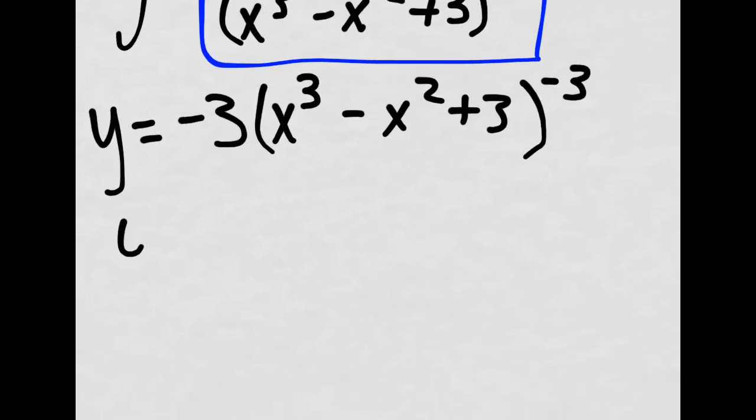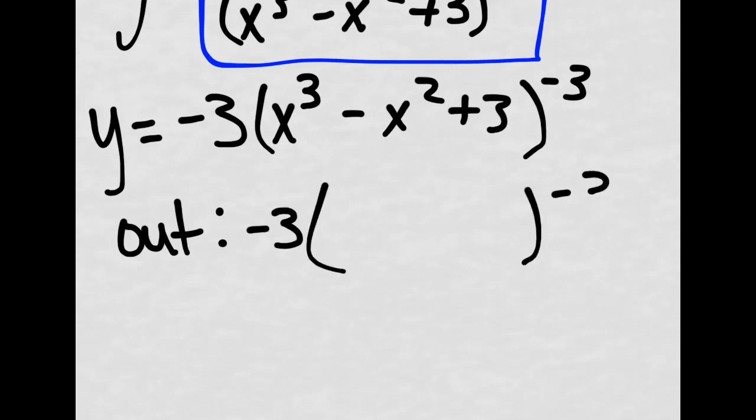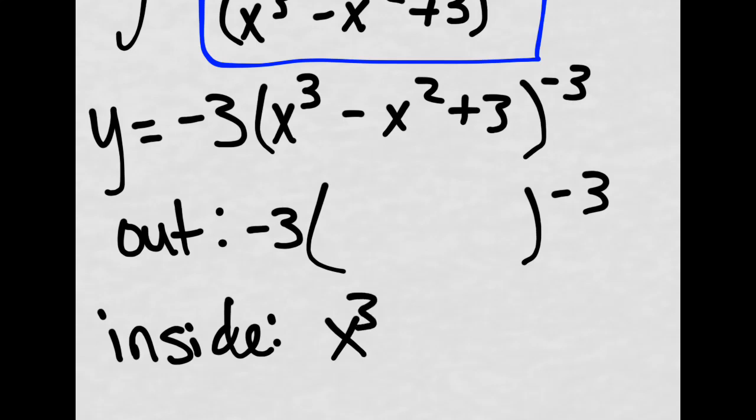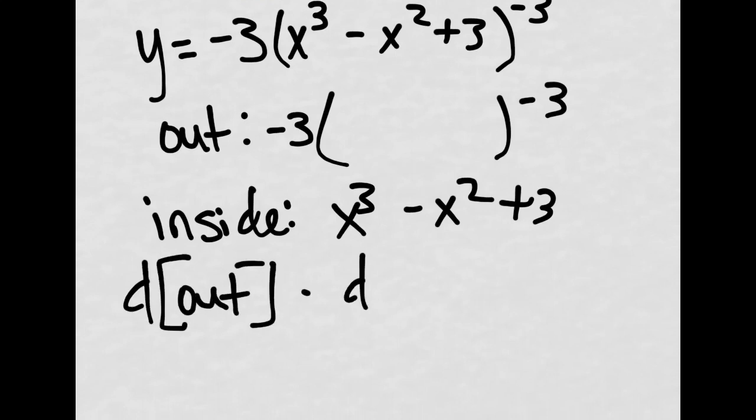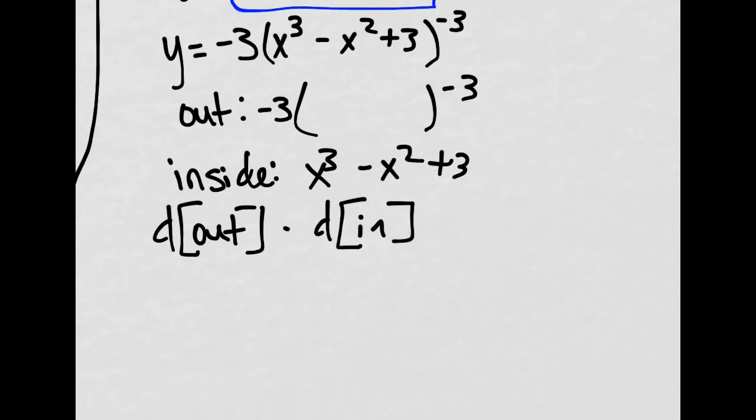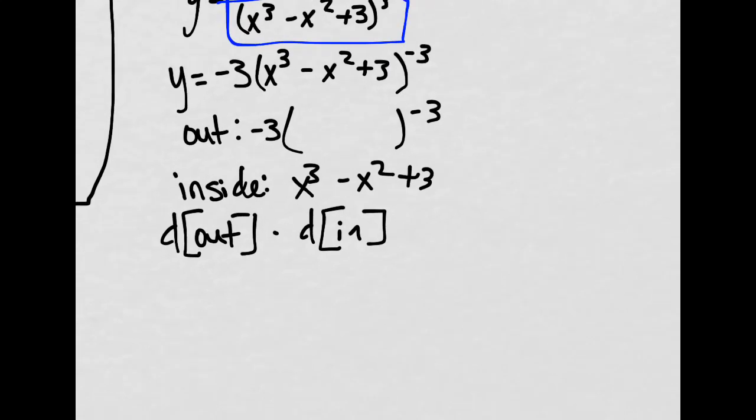So outside, to the negative third. Then the inside is x cubed minus x squared plus 3. Then we want the derivative of the out times the derivative of the in. Derivative of the outside is going to be 9. And this whole thing's y prime.